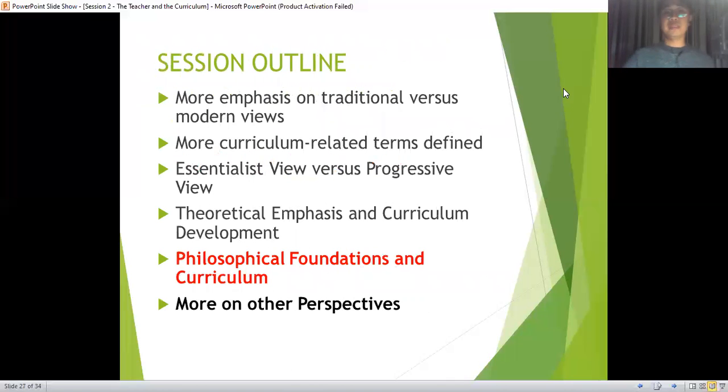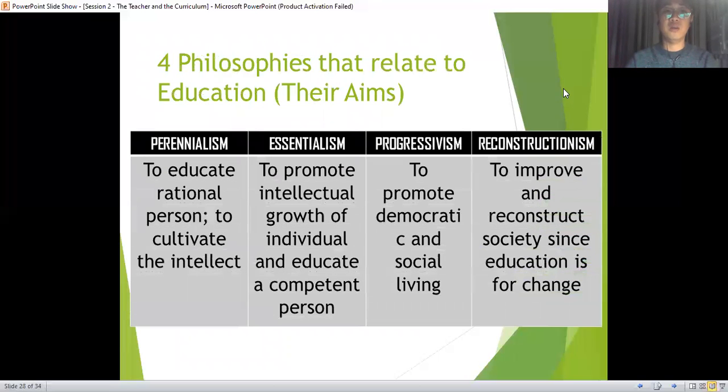Okay. The next subtopic will be about the philosophical foundations and curriculum. Some of you already know about these philosophical foundations, because these education philosophies were already taken in other subjects like the teaching profession, if you have taken that subject. But still, as part of our session in this course, we need to review and refresh you about these education philosophies. Okay, you know perennialism, you are familiar with essentialism, progressivism, and reconstructionism.